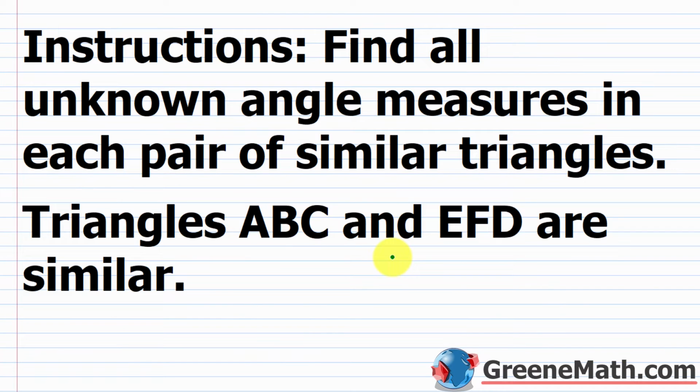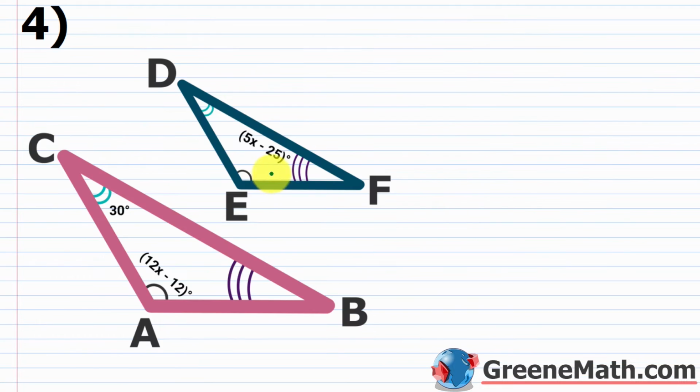All right, for the next problem, the instructions tell us to find all unknown angle measures in each pair of similar triangles. And we are told that triangles ABC and EFD are similar. So this is what we're looking at for problem 4. With similar triangles, corresponding angles will always have the same measure. So in this problem, our angle A corresponds to our angle E, our angle C corresponds to our angle D, and our angle B corresponds to our angle F.